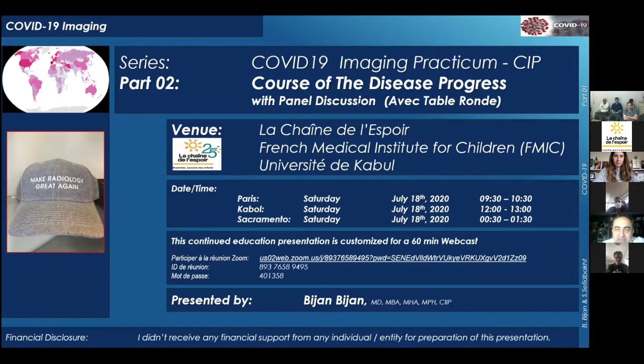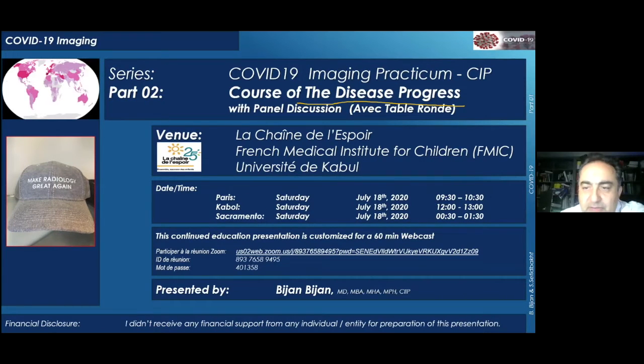This is the second part, part two of our series on COVID. This time we will talk about the course of the disease, the way that the disease progresses. I see that in Paris, this is 9:30 in the morning. It's about 12 o'clock in Kabul, and it is past midnight in Sacramento, California. This lecture is going to be about 60 minutes.